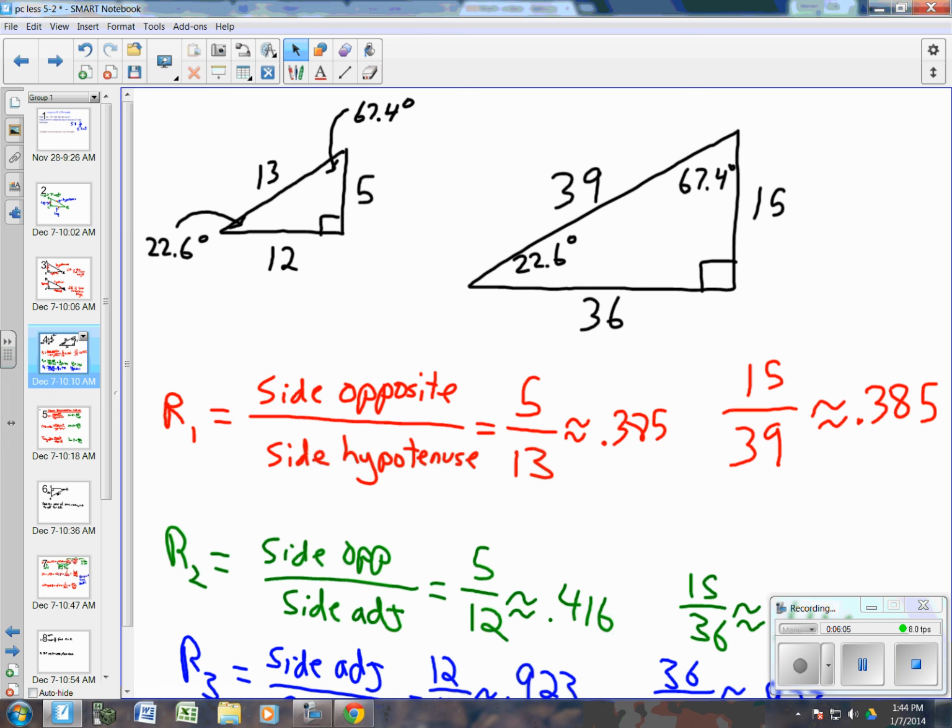Well, if I come to this bigger triangle, and I go from the 22.6 degree angle, opposite side, which is 15, over hypotenuse, which is 39, I still get 0.385. 15 divided by 39 is 0.385. Notice that the ratios are the same. In fact, as long as I have a 22.6 degree angle, a 90 degree angle, and a 67.4 degree angle, it doesn't matter how big the triangle is. If I took the opposite side divided by the hypotenuse of the 22.6 degree angle, I would get the same number every single time.